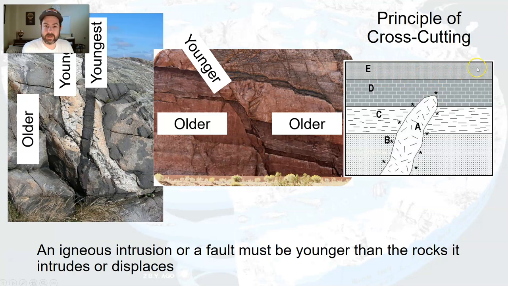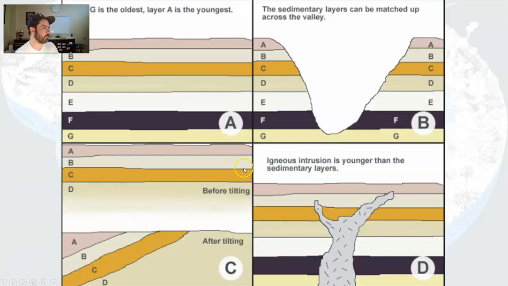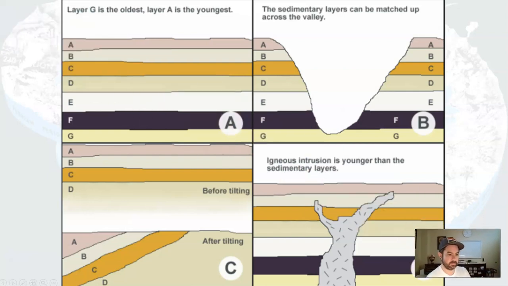And then E was deposited on top. So it could go B, C, D, A, E. Or all of those could have been there first and then A comes in. So B, C, D, E, A. We would need more information to get a correct answer there. All right, let me move me back, I think. So superposition. All right, G is the oldest, A is the youngest.